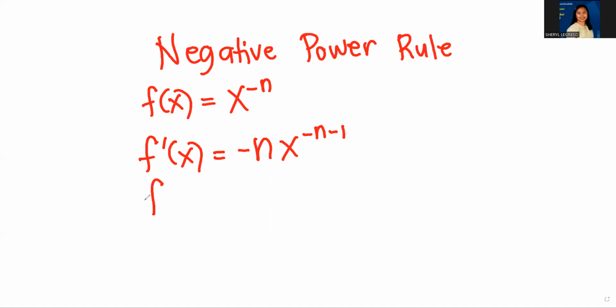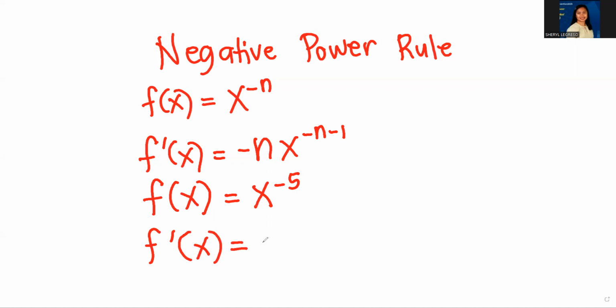Let's have an example. f of x equals x raised to negative 5. What you need to do in finding f prime of x is just multiply negative 5 to x, that's negative 5x, then subtract 1 from the exponent. Negative 5 minus 1, that's negative 6. This is now the answer for f prime of x.